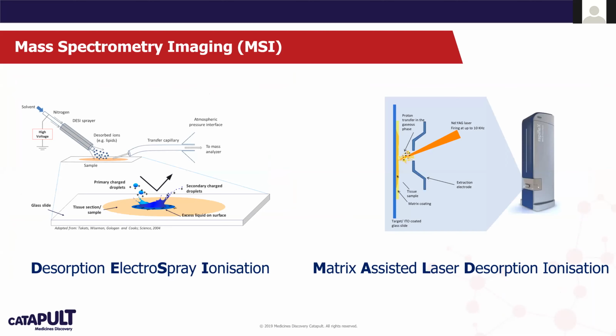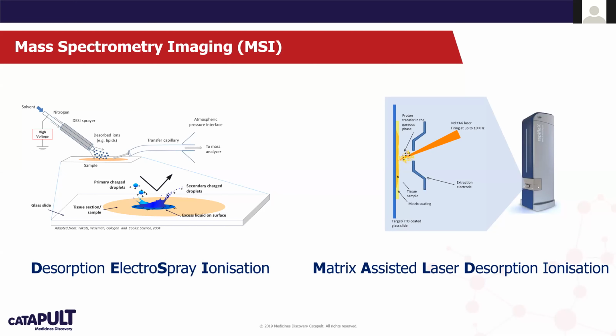So moving on then to mass spectrometry imaging and the potential it has in the drug distribution space. So there are two main mass spectrometry imaging techniques: desorption electrospray ionisation, known as DESI, and matrix-assisted laser desorption ionisation, known as MALDI. So DESI allows chemical information to be obtained from a wide range of surfaces.